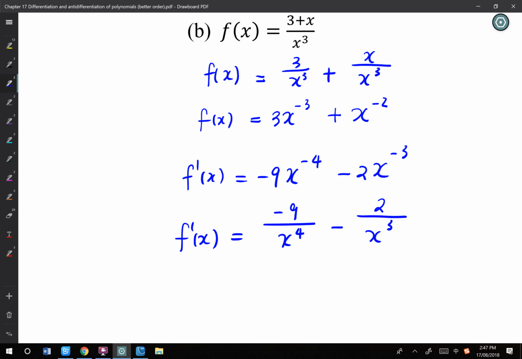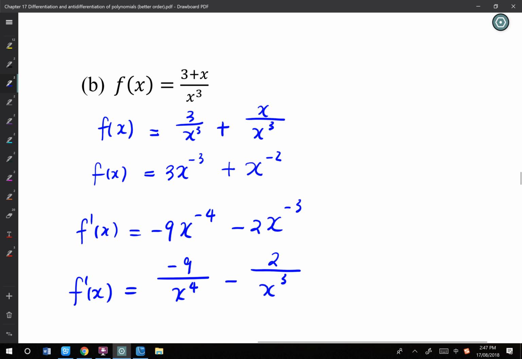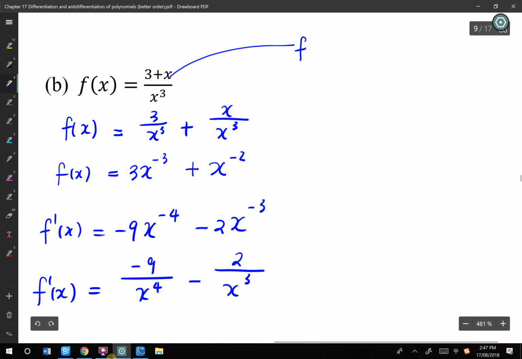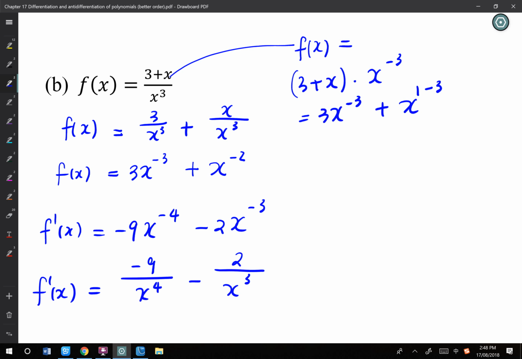Okay, that's the derivative. Or the other method, I can rearrange it: f(x) equals 3 plus x times x to the power of -3. And then you expand it. That equals 3x to the power of -3 plus x to the power of 1 minus 3. So you will have the same result here. So I can use either method.